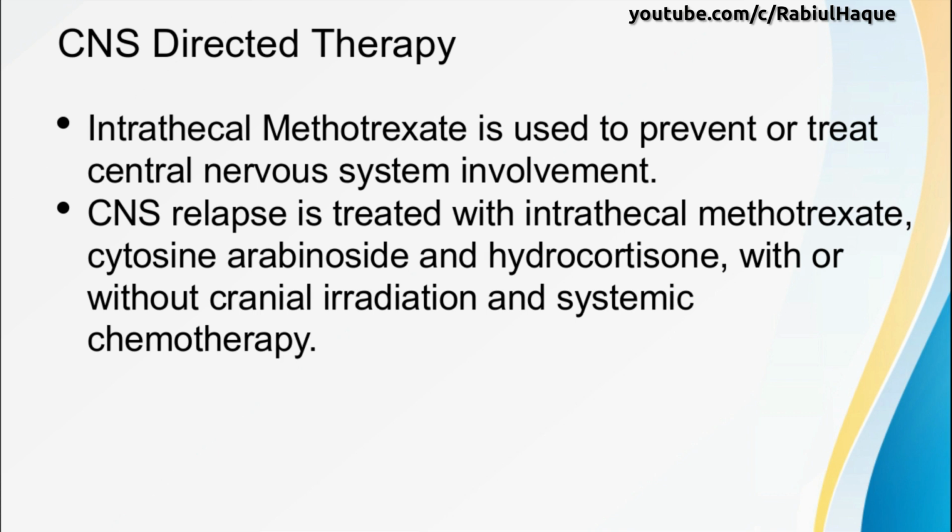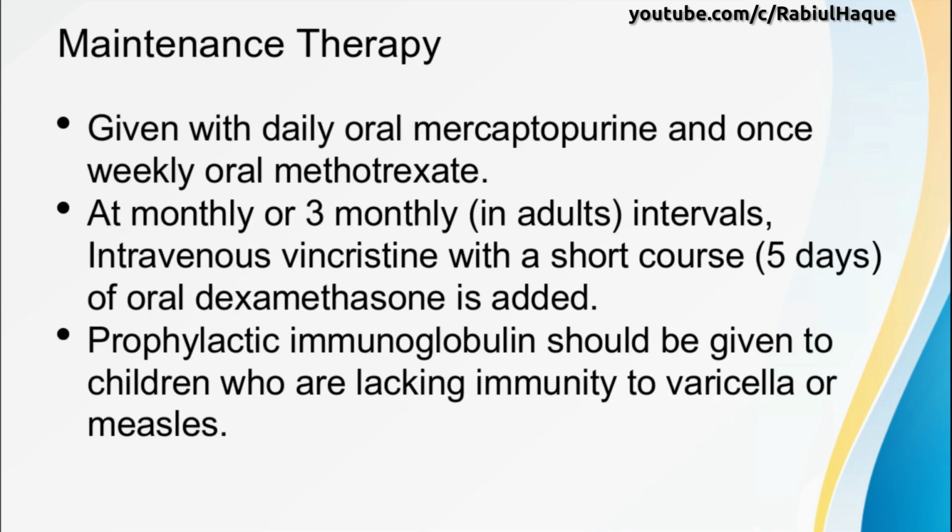Now, this is also very important to prevent or treat central nervous system involvement. We have to provide central nervous system directed therapy or CNS directed therapy, and in order to do that we will use intrathecal methotrexate. So intrathecal methotrexate is used to prevent or treat CNS involvement. CNS relapse is treated with intrathecal methotrexate, cytosine arabinoside, and hydrocortisone with or without cranial irradiation and systemic chemotherapy.